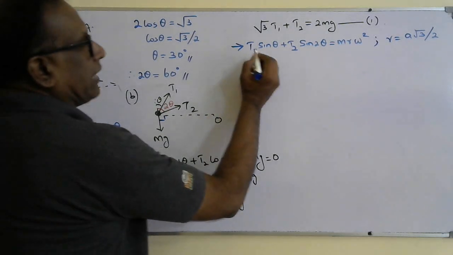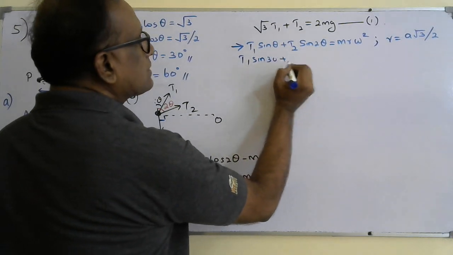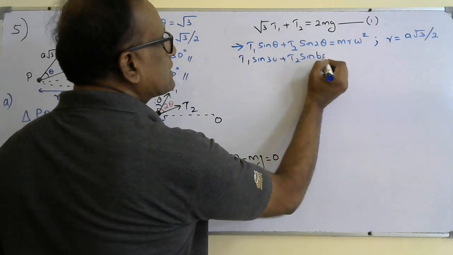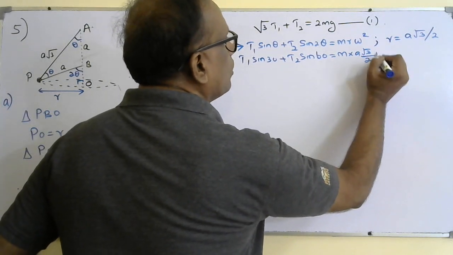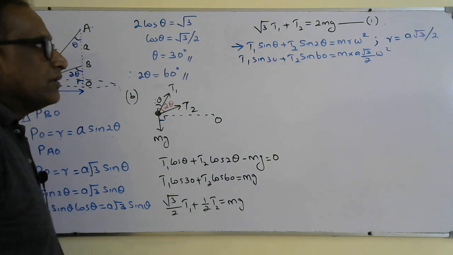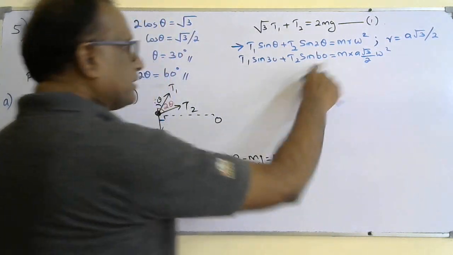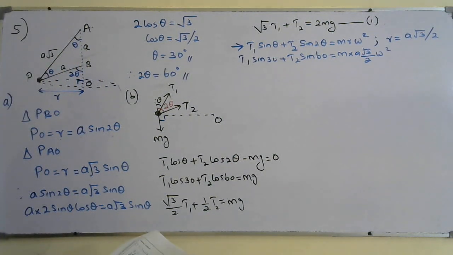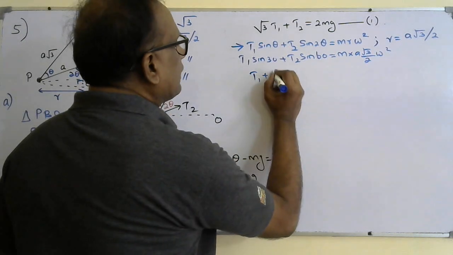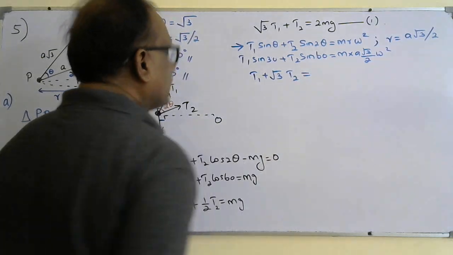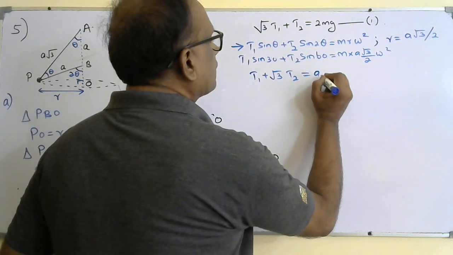Now we will substitute the values here: T1 sine 30 plus T2 sine 60 equal m into A root 3 by 2 omega square. Sine 30 is half, sine 60 is root 3 by 2. Substitute the values and solve it. You will get the equation T1 plus root 3 T2 is equal to A root 3 m omega square.